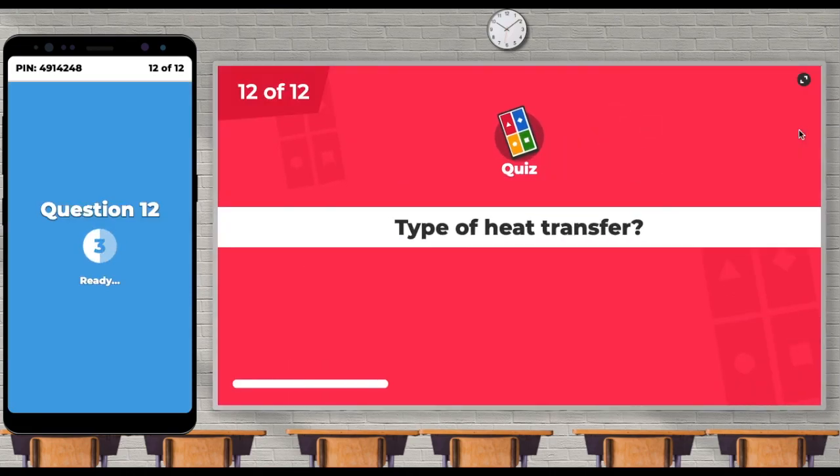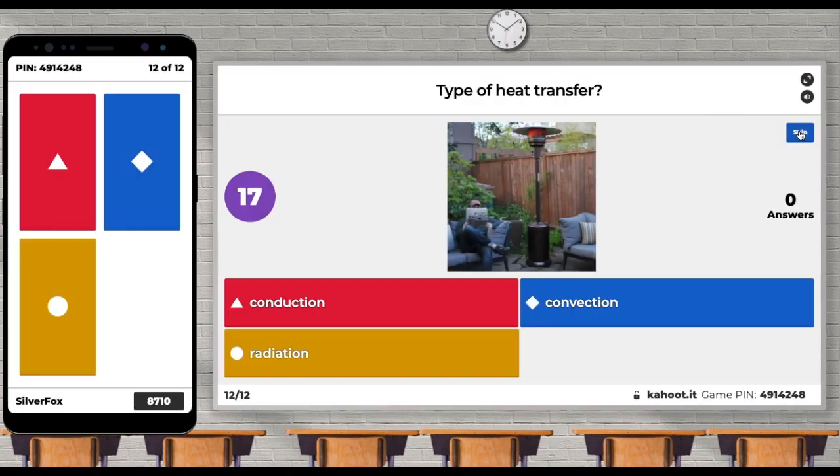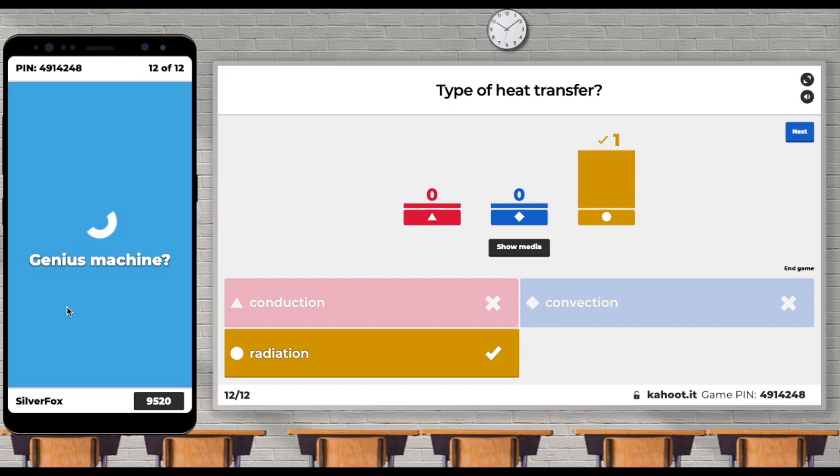Last question. What type of heat transfer does this image show? We have a heat lamp and a person feeling the heat from the heat lamp, and this is due to radiation. The person is not directly touching the heat lamp, which would be conduction. The person is actually below the heat source. Remember, hot air rises, so he's still feeling the heat even though he's below the heat lamp, and this is due to radiation.